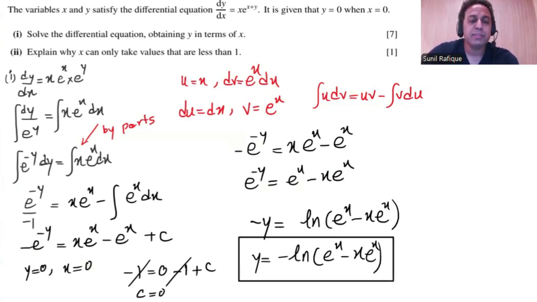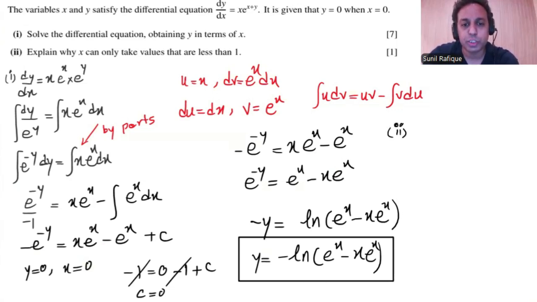So there are different ways. Any equivalent form is acceptable. Let's take a look at the next part. So this is what I was talking about. They can sometimes add on some extra parts and ask you, like, explain why x can only take values that are less than 1. So how do you answer that?